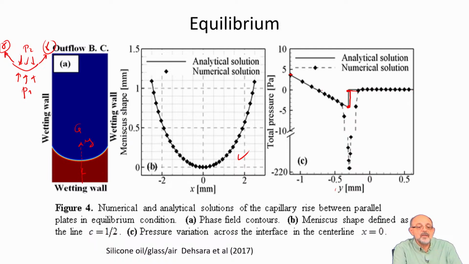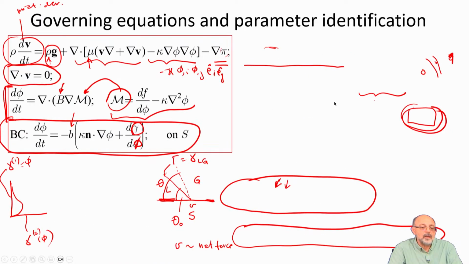What happens with the phase field model? Pressure in the liquid goes well until we get to the interface. Then the surface tension, the surface stress tensor, this term, picks up.